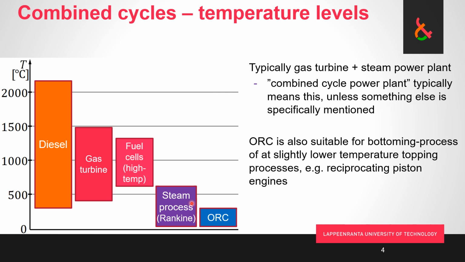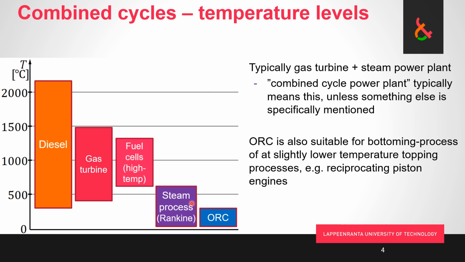So typically when we talk about combined cycle power plants, unless we specify something else, we are usually meaning gas turbine topping cycle and steam turbine bottoming cycle. So this is a very, very common technology throughout the world. Lots of power plants in various countries.